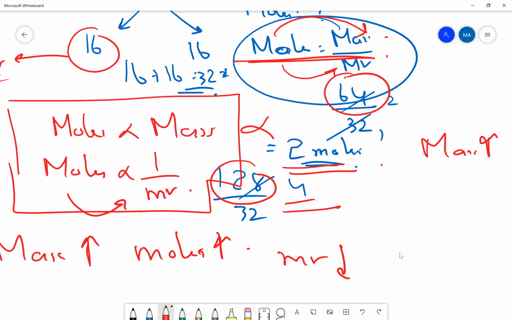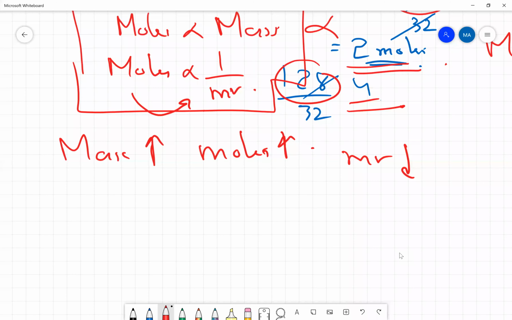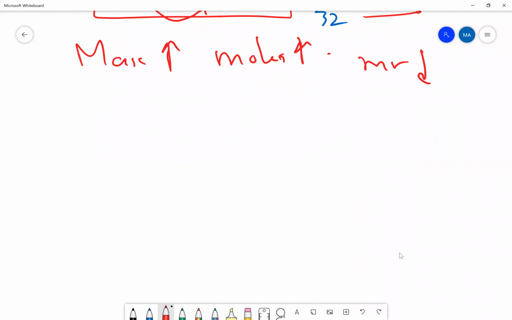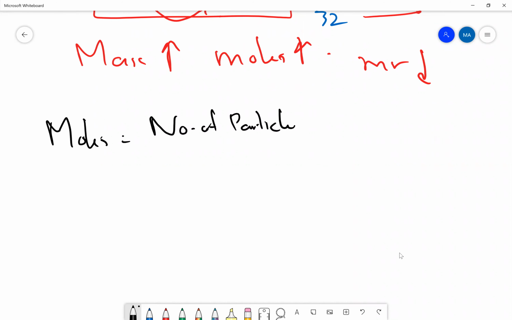So this was just a basic formula. Now moving on to some more formulas, how you can calculate moles using other physical quantities as well. So there's another formula that you'll study regarding moles. It's number of particles over Avogadro's constant. Avogadro's, could you tell me a value for the Avogadro's constant?